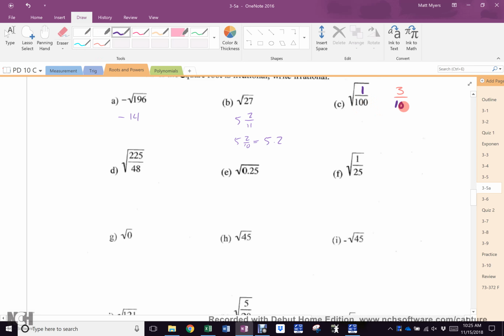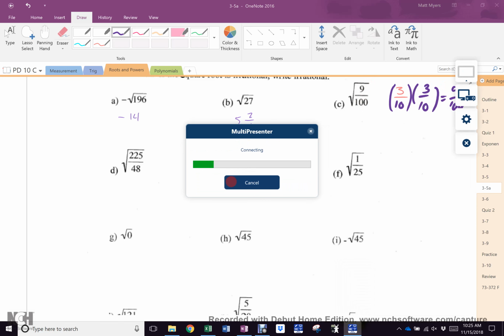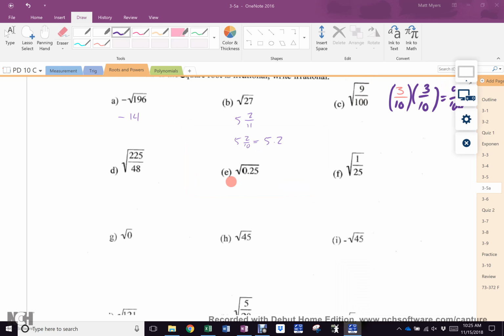10. So the square root must be 3/10. What? I don't get it. But you do. Because if that is the square root of 9/100ths, that means 3/10 times 3/10 would equal 9/100ths. Does it? 3 times 3 is 9. Damn it! 3 times 3 is 9. 10 times 10 is 100.